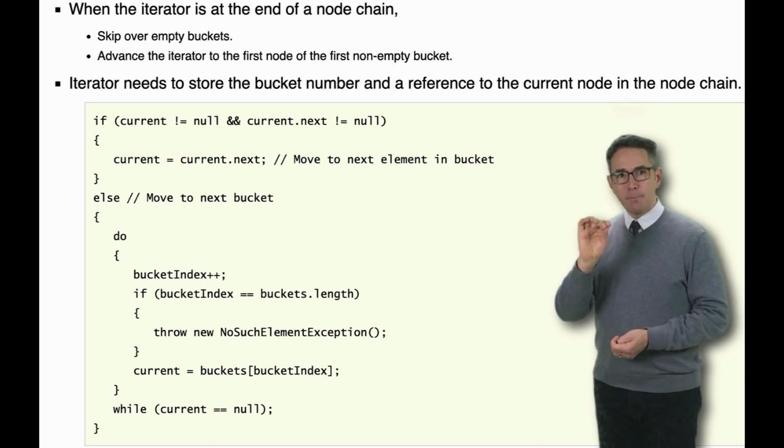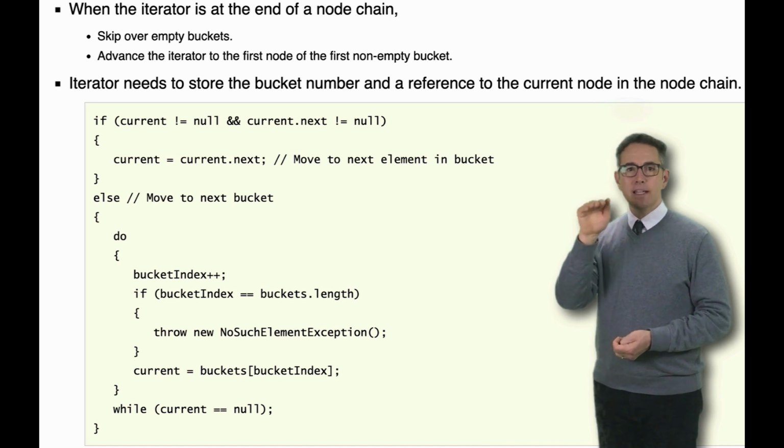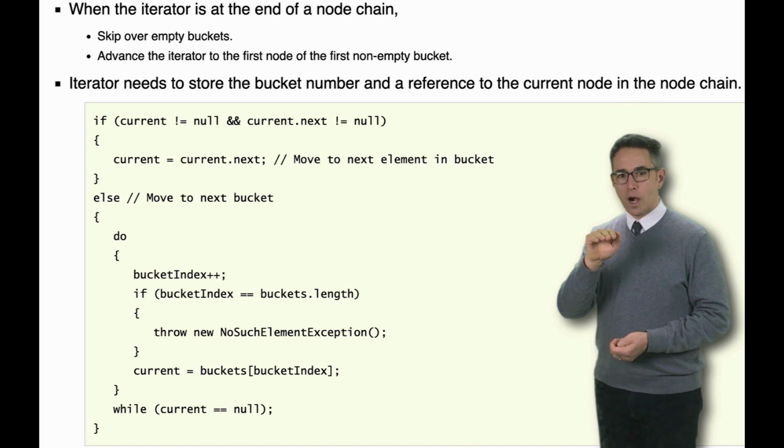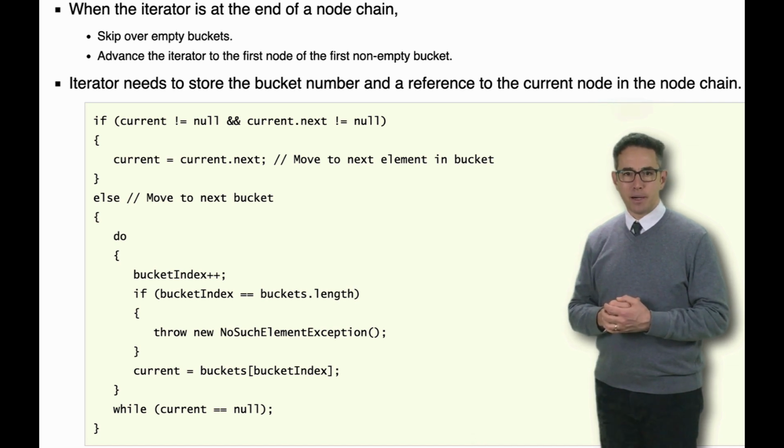If we're either at a bucket that has no nodes in it, or we're at the end of that bucket, then instead what we do is we increase the index of the bucket we're looking at. And then we check to make sure that we haven't walked off the end of our array. And if we have, then we just throw this exception and say, hey, we're done. We've gone through the entire array. Your iterator has no more elements. But if there are more elements, then we start walking down the chain by saying current equals buckets sub index.